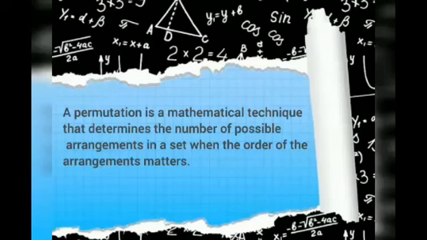Hi guys, so in this video we will talk about permutation, and I will give you an example of a real life situation that is related to permutation. So let us first know what is a permutation. A permutation is a mathematical technique that determines the number of possible arrangements in a set when the order of the arrangement matters.